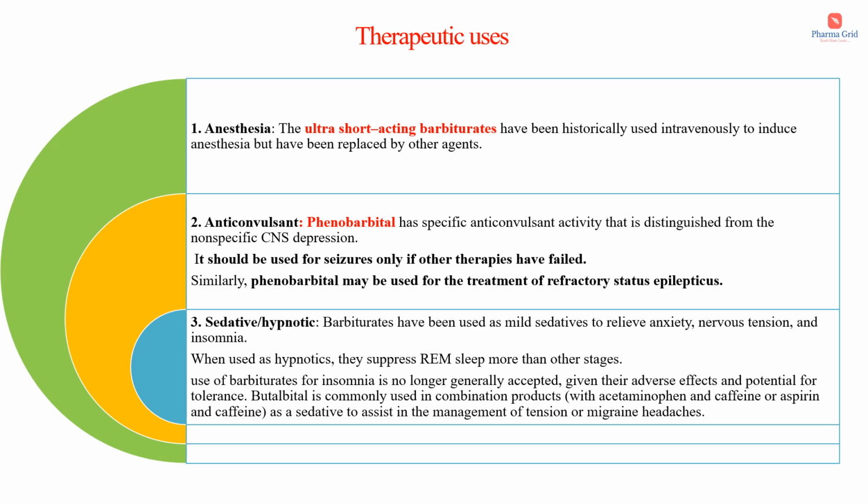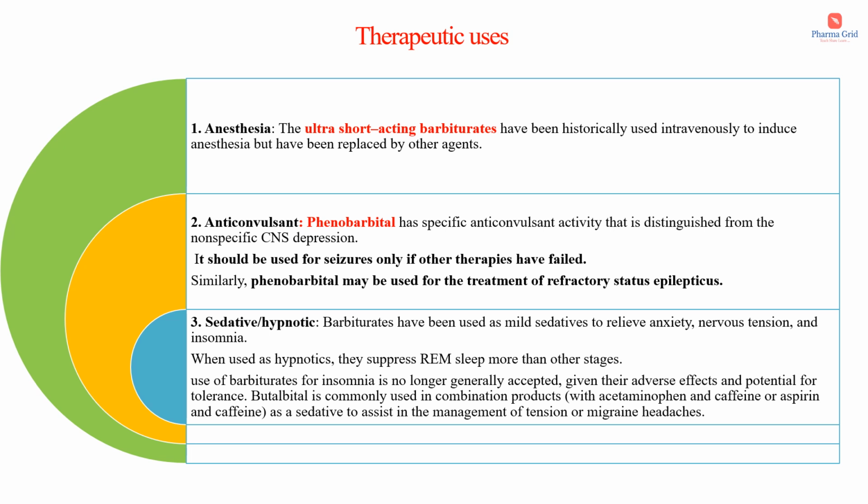Next use is sedative or hypnotic. Barbiturates have been used as mild sedatives to relieve anxiety, nervous tension, and insomnia. When used as hypnotics, they suppress rapid eye movement, that is the REM sleep, more than other stages. Use of barbiturates for insomnia is no longer generally accepted given their adverse effects and potential for tolerance. Butalbital is commonly used in combination products with acetaminophen and caffeine or aspirin and caffeine as a sedative to assist in the management of tension or migraine headaches.